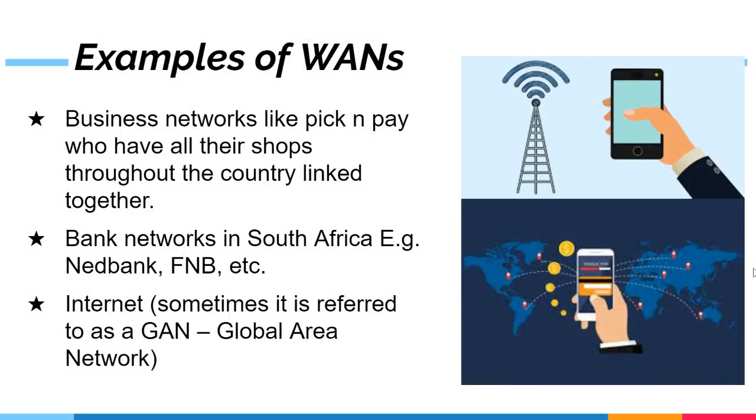Examples: business networks like Pick n Pay, they have all their shops throughout the country linked together. Banking networks in South Africa, FNB, Nedbank. No matter what FNB you go to, you're able to access your information, the ATM. The internet is sometimes referred to as a global area network again.